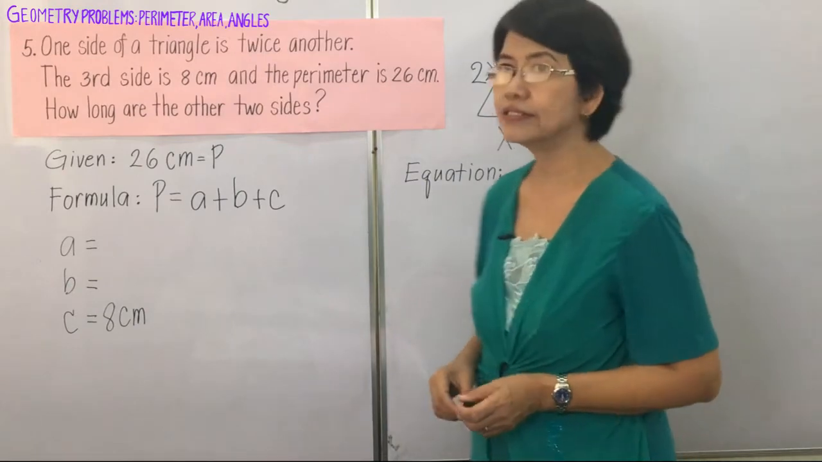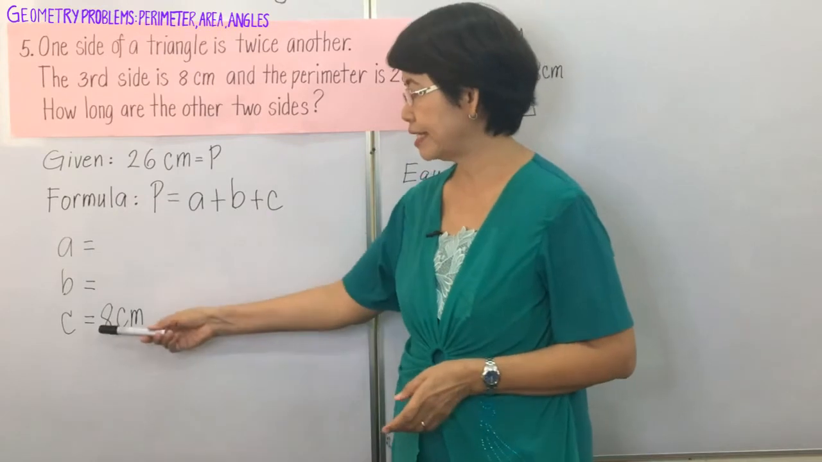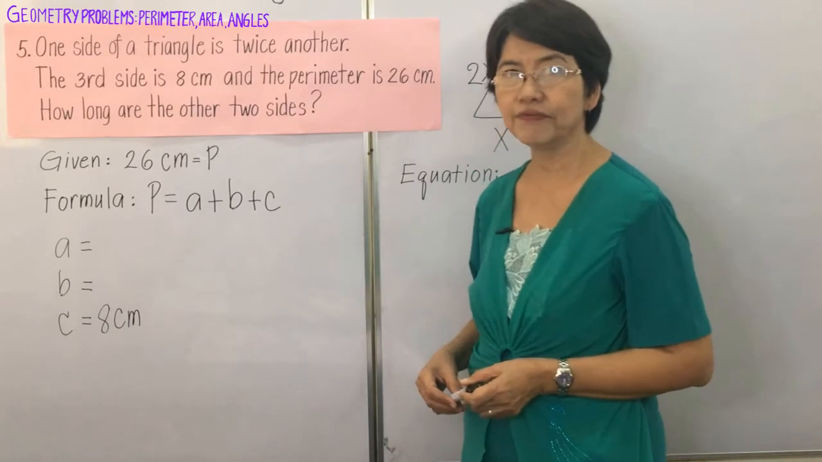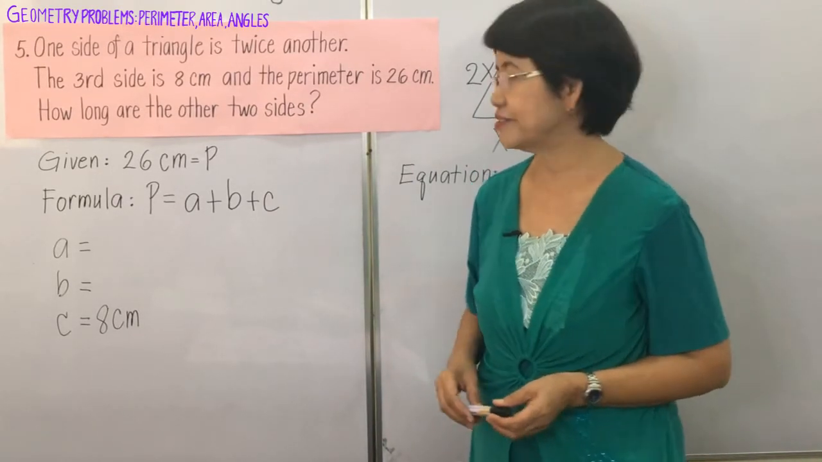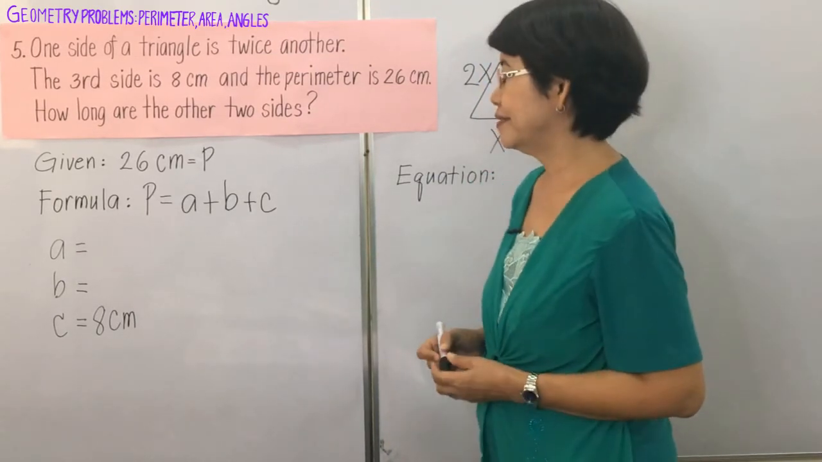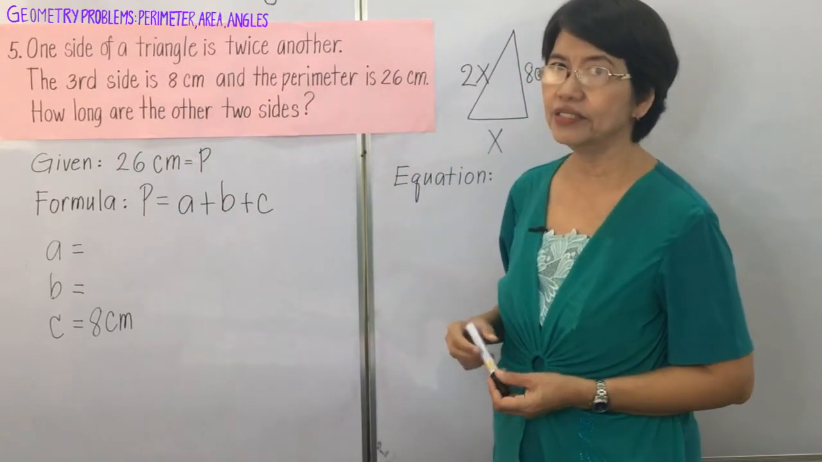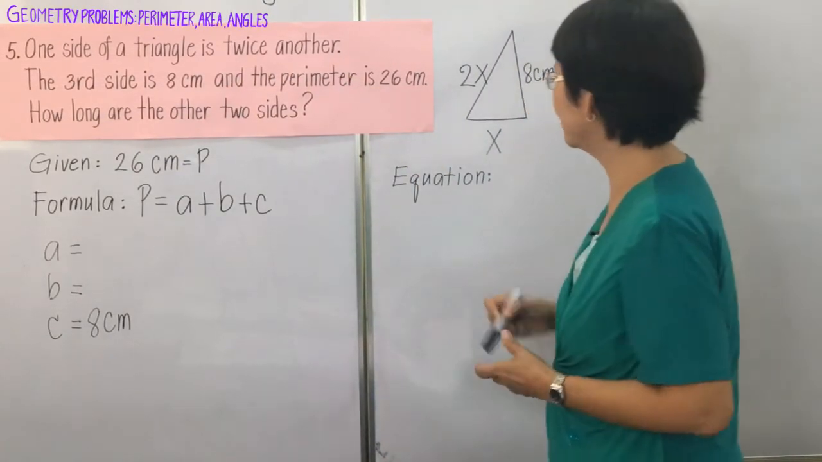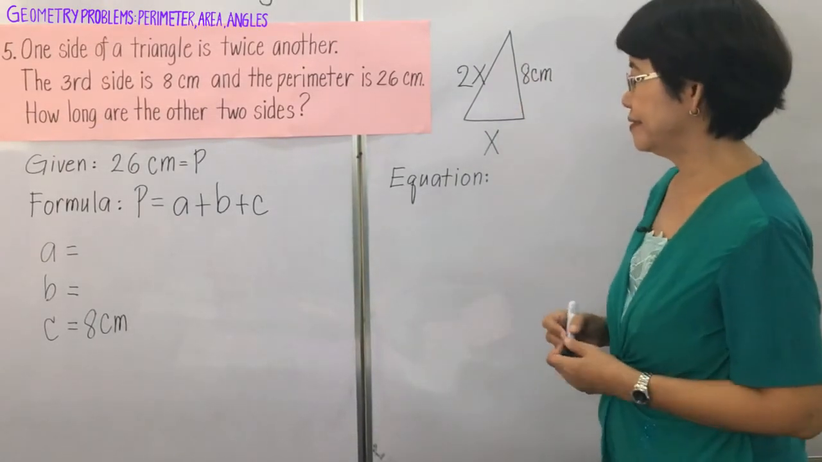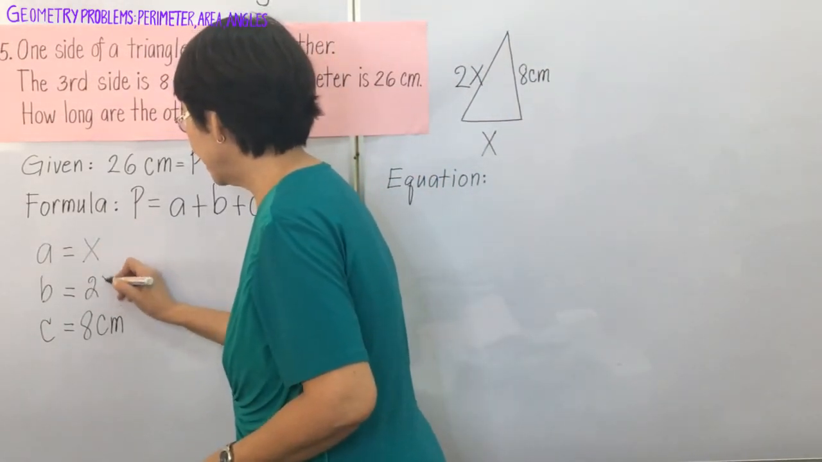And if we let the sides of the triangle be equal to A, B, and C, we will assign 8 centimeters for C. And our formula is the formula for the perimeter of a triangle, which is A plus B plus C. So since one side of the triangle is twice another, we will be assigning x for one side and 2x for the other side. So this will be our x and this will be our 2x.